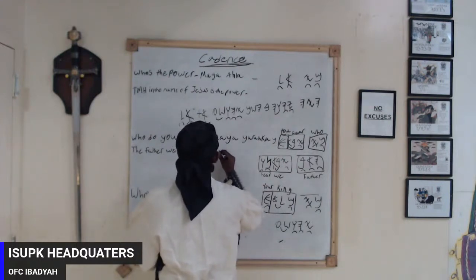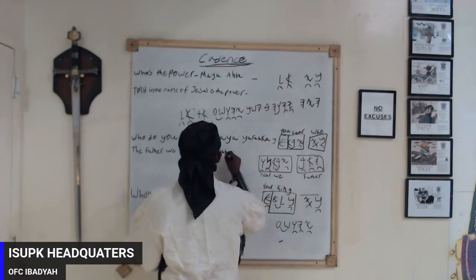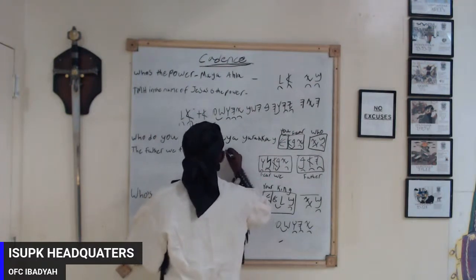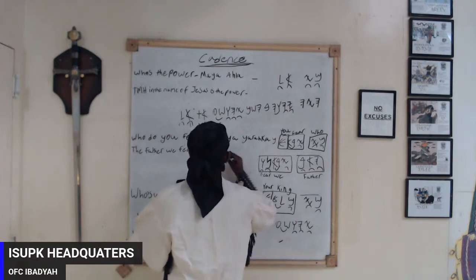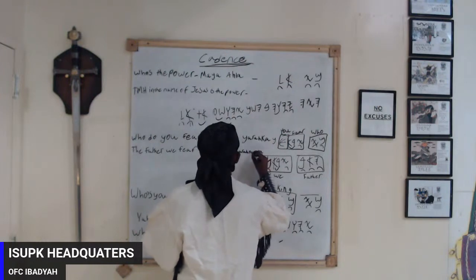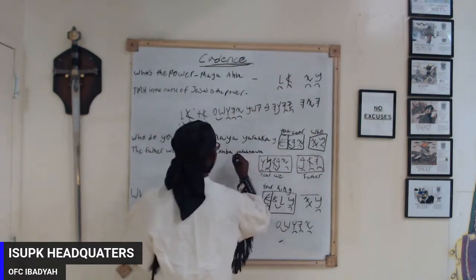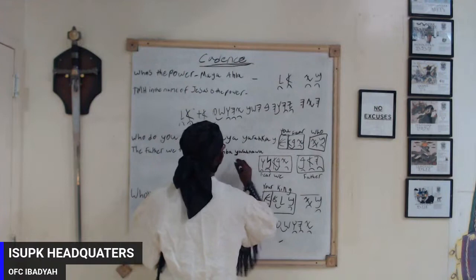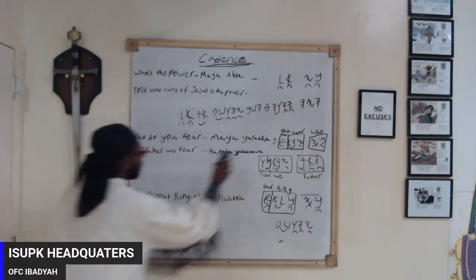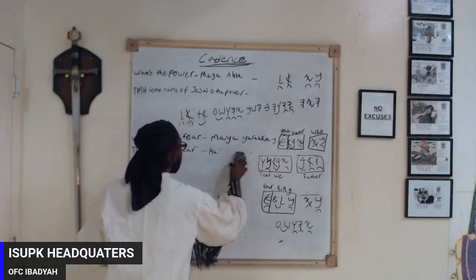Ha Abba Ya Ra now. Ha Abba Ya Ra now. Let me write it. I'm going to write it low.